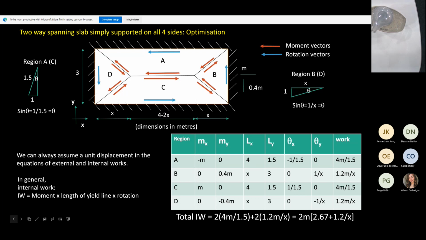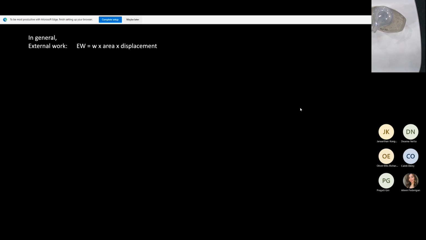Next, we do the external work for the slab. Again, we are going to use symmetry, and we do the external work for A or C, and then we do the external work for A or B, and then we multiply by 2, okay? The external work, again, the definition, it's the UDL times the area on which the UDL is applied, which will be the region, times the displacement.